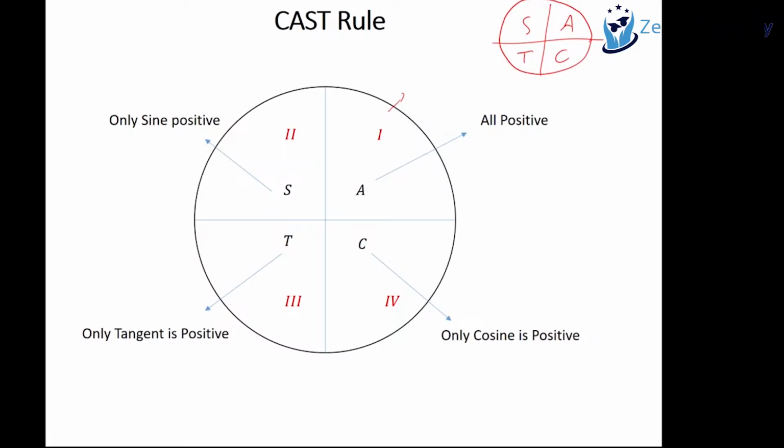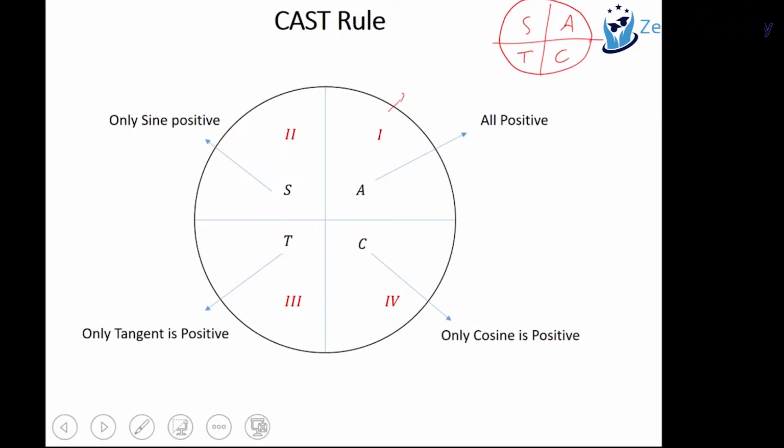In the first quadrant, all cosine, sine, and tangent are positive. In the second quadrant, only sine is positive, hence the letter S. In the third quadrant, the value of a tangent is positive, that's why we have the letter T. And in the fourth quadrant, we have the letter C, which means only the cosine is positive, so sine and tangent are negative. In the third quadrant, only tangent is positive. Sine and cosine are negative.